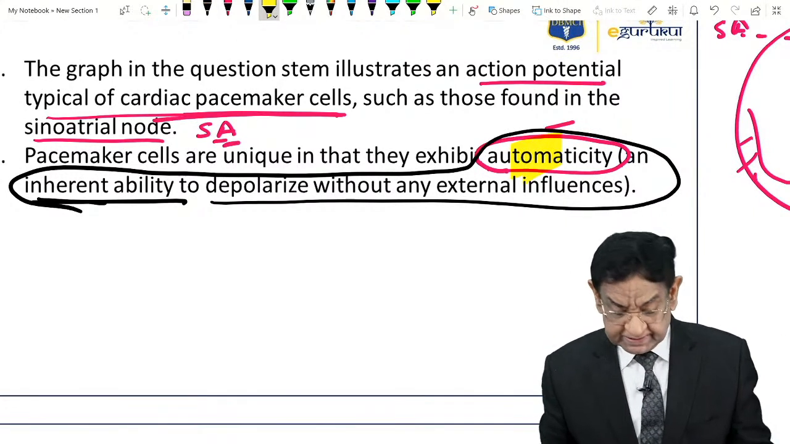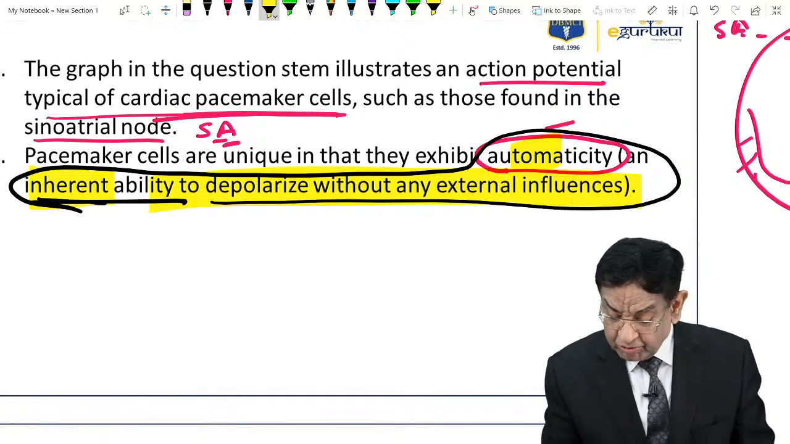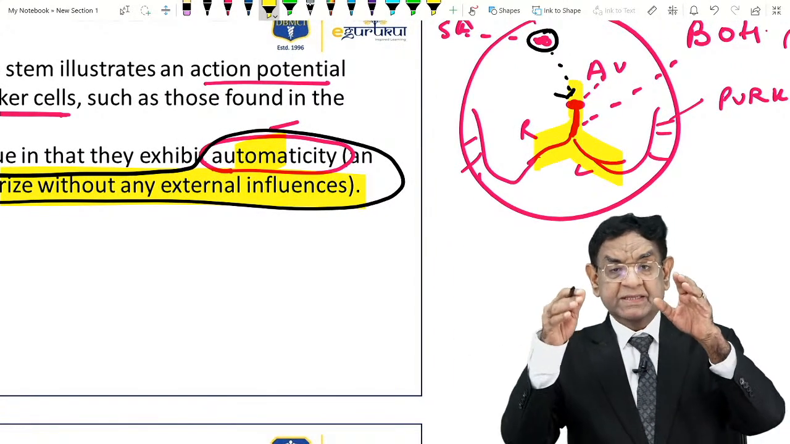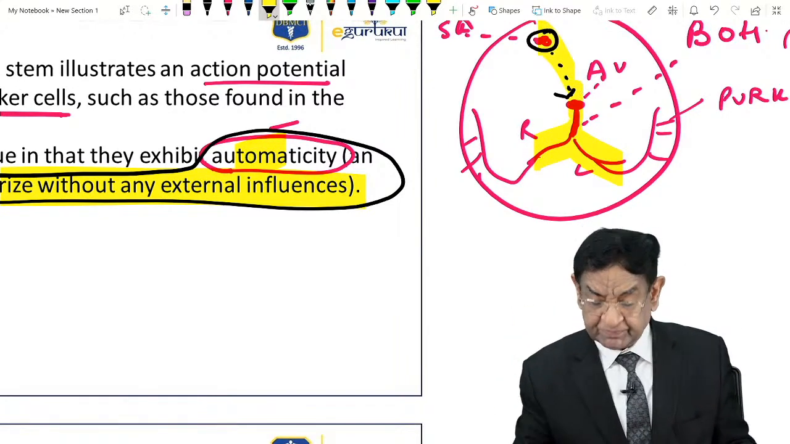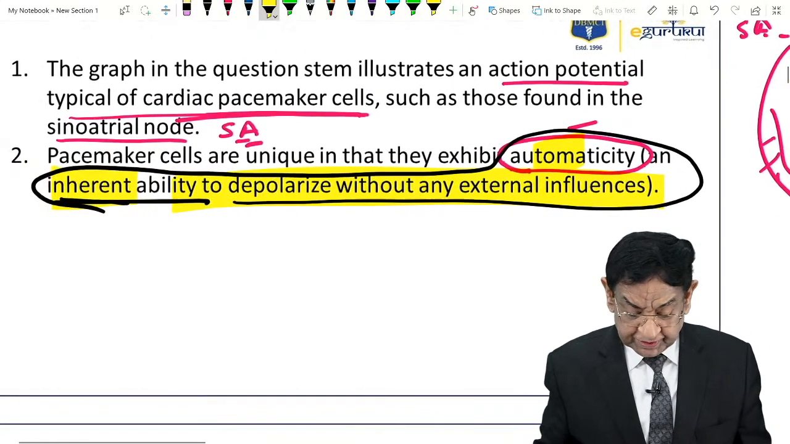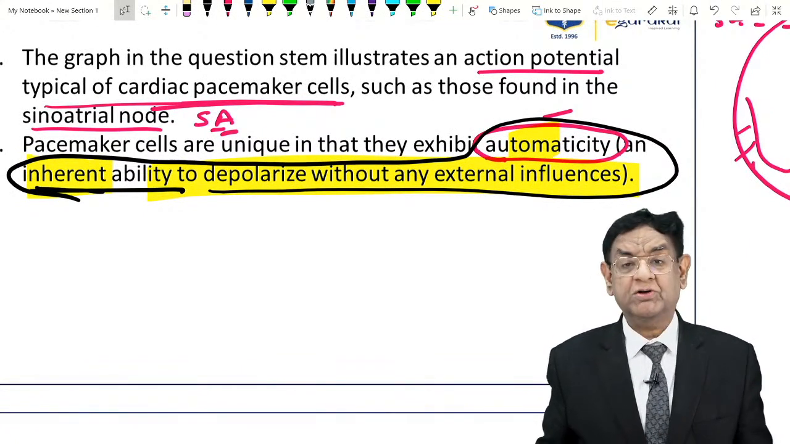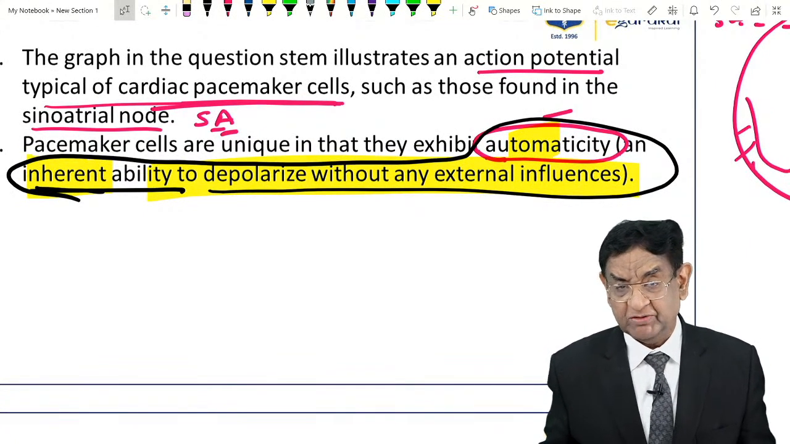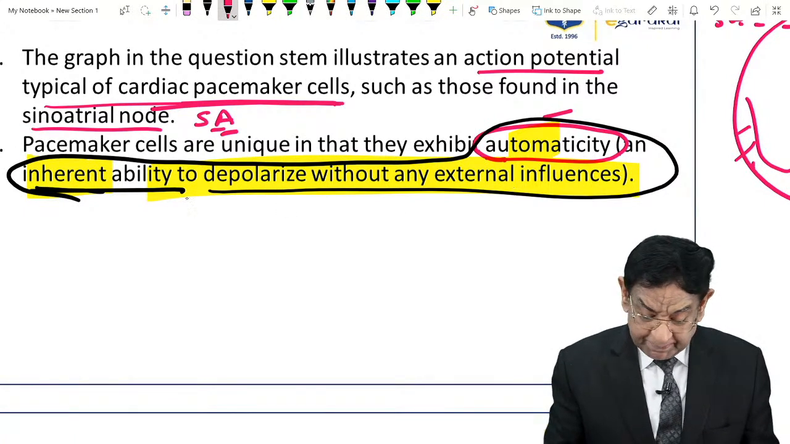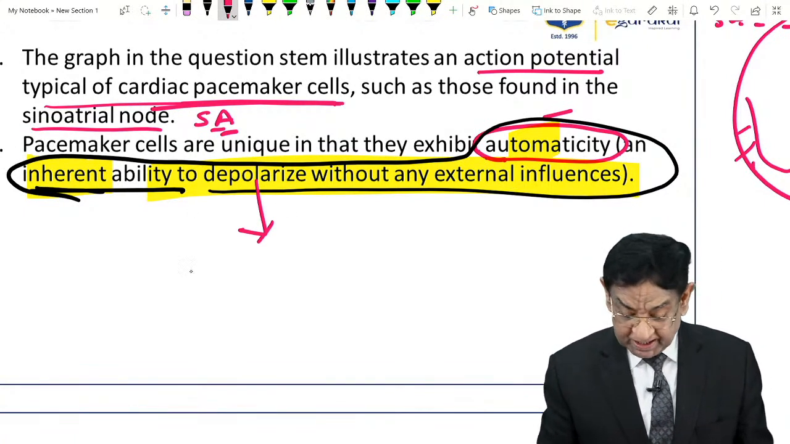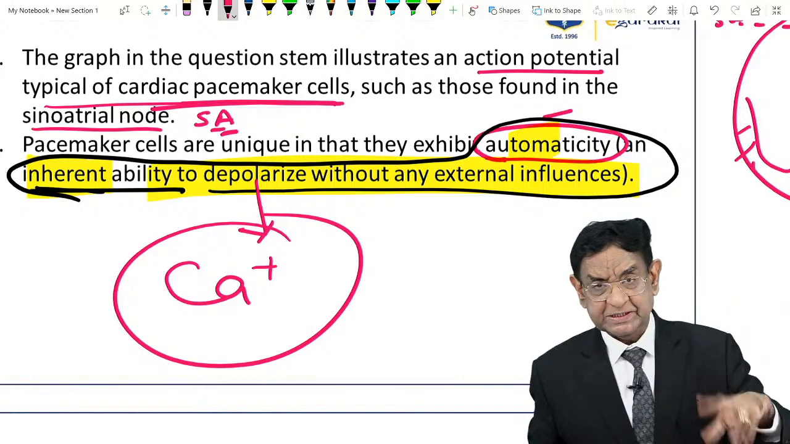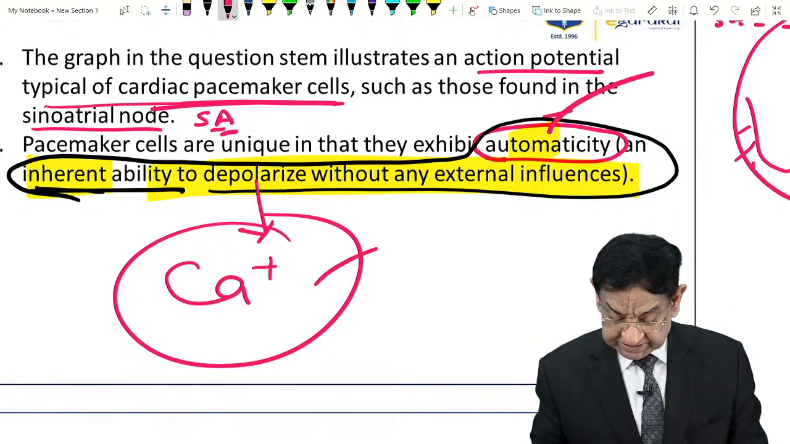What do you mean by it? It has an inherent ability to depolarize without any external influences. Remember, the AV node and all these others will depolarize only when they get an impulse from the SA node. They themselves cannot, in a normal situation, of course. So friends, the only keyword to remember here is that automaticity is the inherent ability to depolarize without any external influence. And second, this depolarization occurs by which ion? The answer is calcium ion. Understood the two keywords in this slide: automaticity and calcium entry.